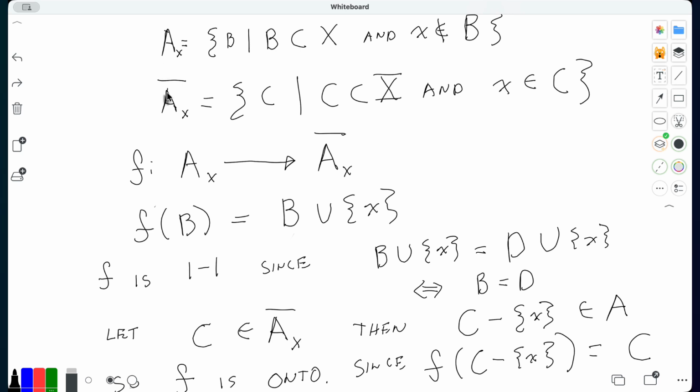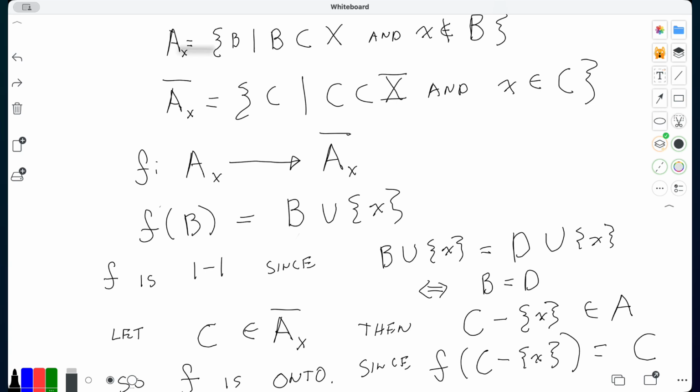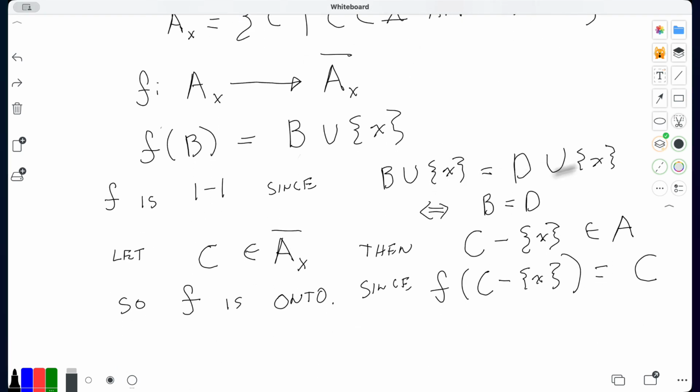So f is one-to-one. Why? If we get the same image, B union {x} equals D union {x}, then since both B and D come from the set A sub x, we know that x is not inside of B or D. So if you remove x, the only way that happens is if B equals D. And that shows it's one-to-one.